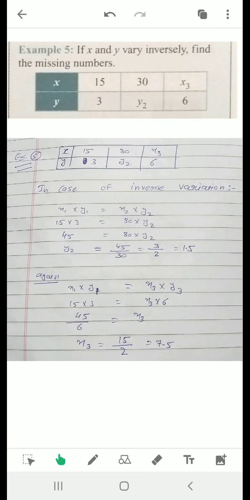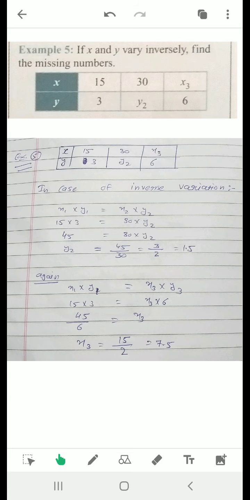So now look upon next example. Here if x and y vary inversely, find the missing numbers. We need to find the missing number if x and y vary inversely. Okay, so inverse variation is there. So table given is 15, 3, 30, then y2, then x3 and 6.